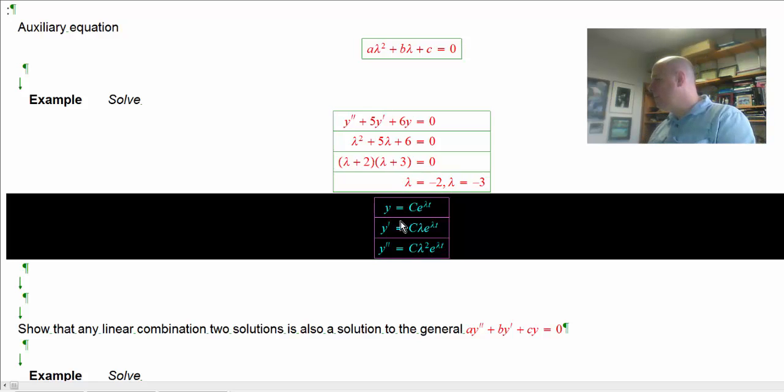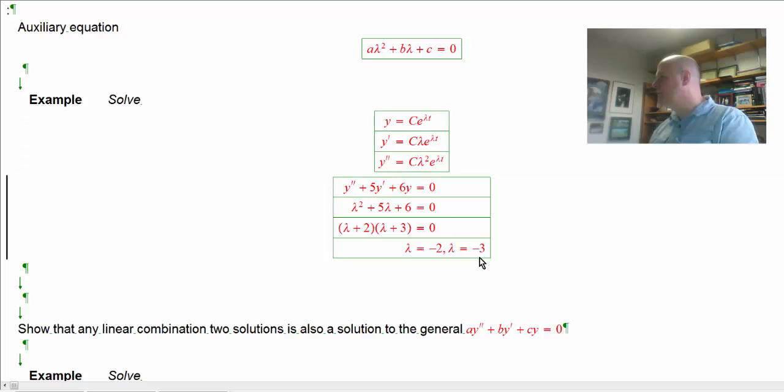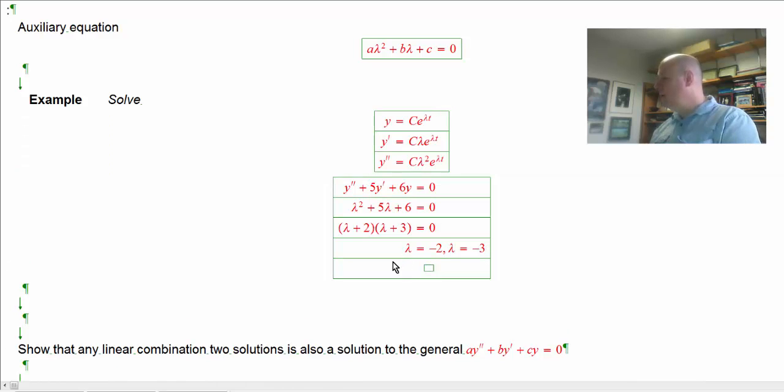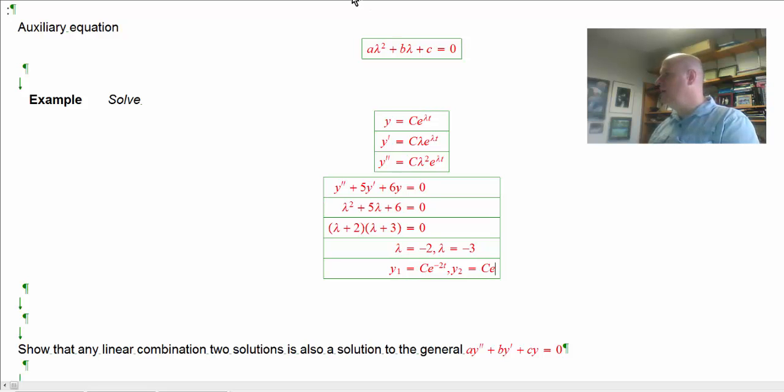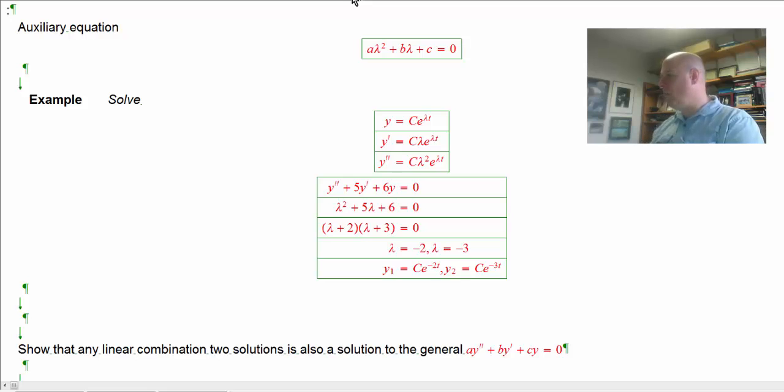That means, remember I proposed a solution of this form. Let's put this up front here. That means I get two solutions here. Let's label them 1 and 2. I get one solution that would be some constant c1 e to the minus 2t, and I get some other, separate, second solution that would be some constant c2 e to the minus 3t. They both, and again I'm going to ask you to check this, they both solve this differential equation.